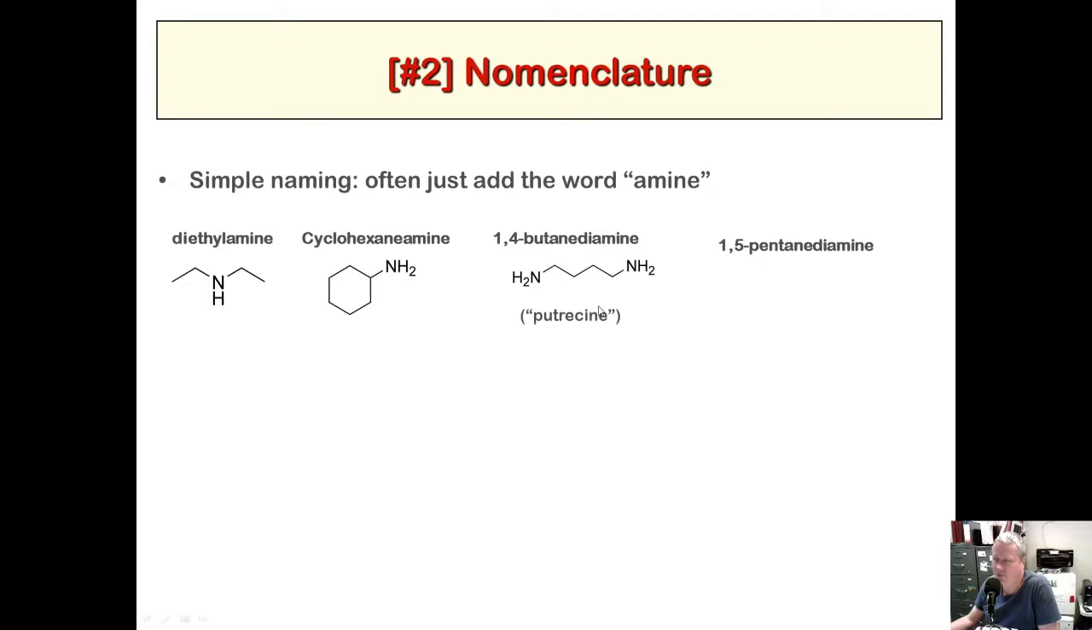1,5-pentane diamine is five carbons, and it's got amines on 1 and 5. It's a pretty easy one to draw. 1, 2, 3, 4, 5. It also has a lovely name called cadaverine because it smells very nice. It's actually found in decaying flesh and things like that, and it just has the standard nasty amine smell that you get familiar with when you work with amines in the lab.